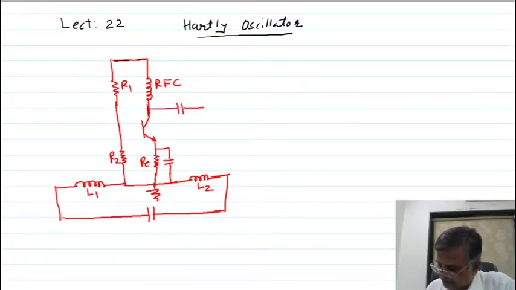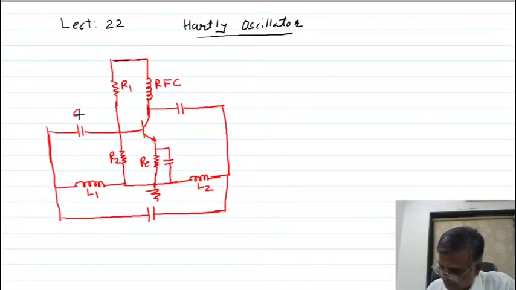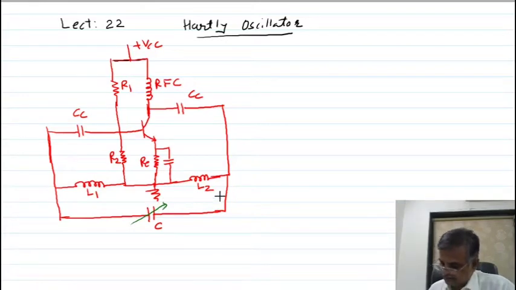So from the collector we are connecting to the tank circuit, and this we are connecting to the base. These are coupling capacitors. Here we have given the supply voltage. This is a variable capacitor which varies the frequency of oscillation. Let me give you some numbers. This is 3, this is your 1, this is your 2.